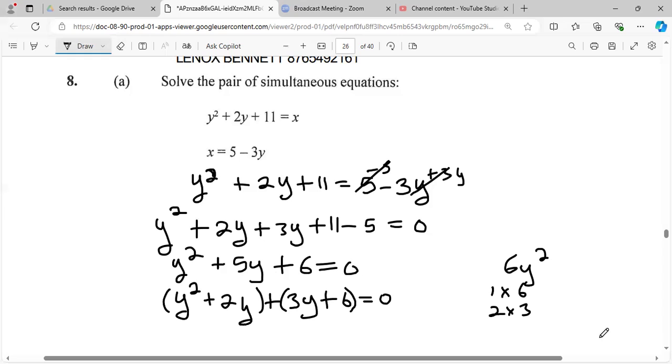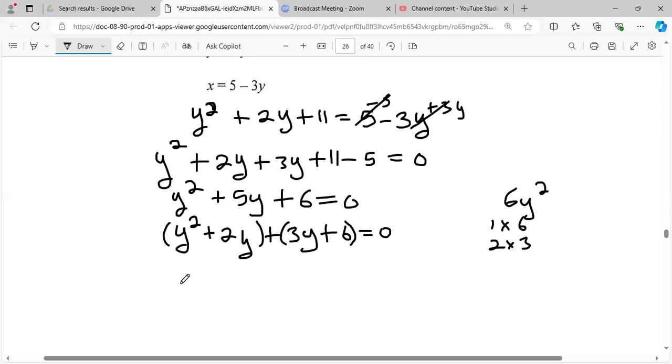Alright, so let's factorize. So we're going to take out what is common, which is y. So here we have y plus 2. And here we have 3, the highest number that can go into both of them. And then we have y plus 2. And that is equal to 0.